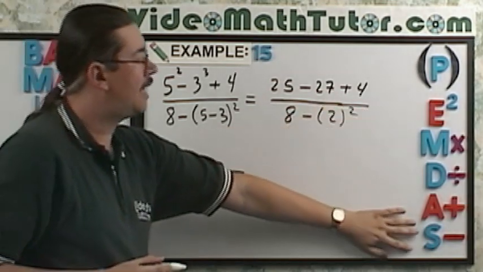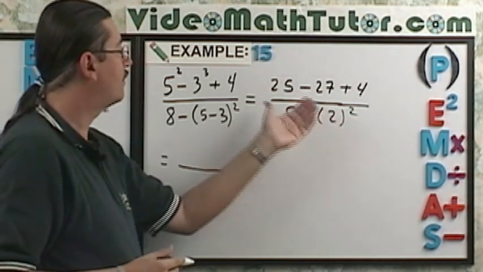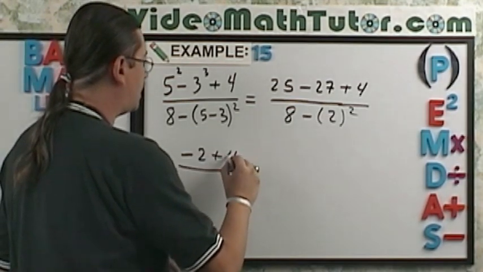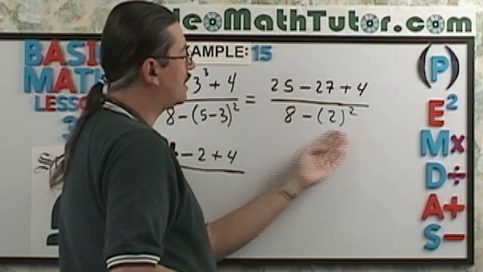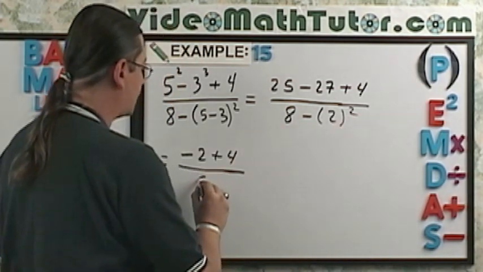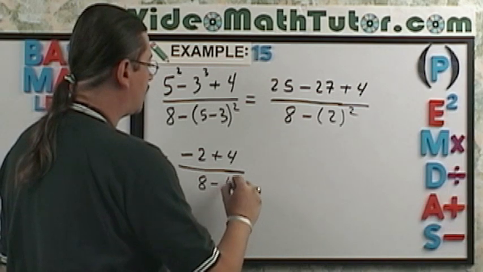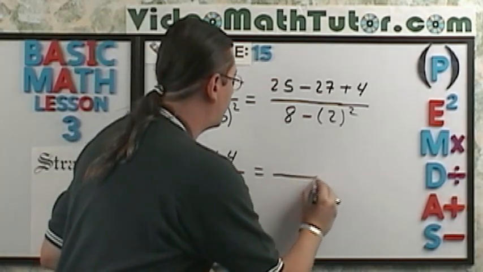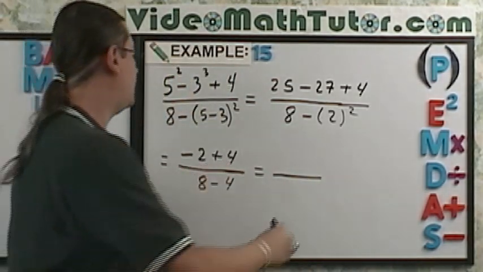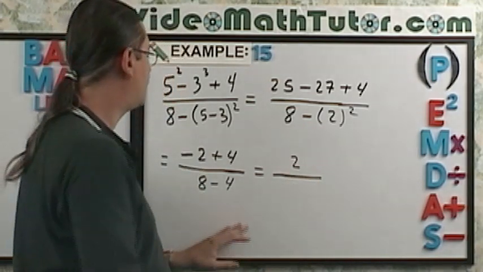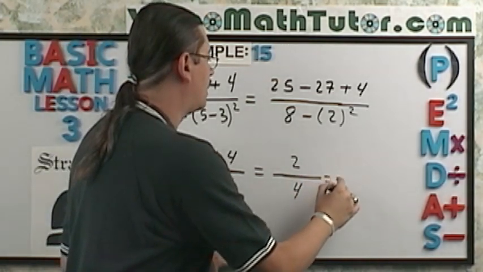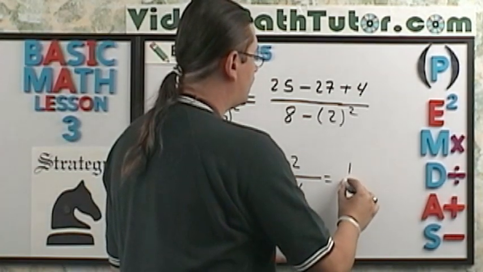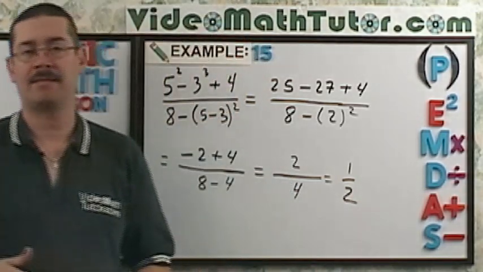On the top, we only have additions and subtractions, so you go in order from left to right. So 25 minus 27 is negative 2, and the 4 stays the same. In the denominator, order of precedence, I have to do the exponents next. So it's going to be 8 minus 4. And it's getting really simple here. Let's just keep going here. Negative 2 plus 4 is 2. 8 minus 4 is 4. And finally, we can reduce this fraction. 2 divided by 4 is a half. And we're done.